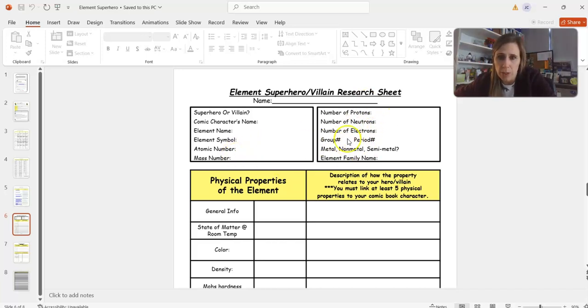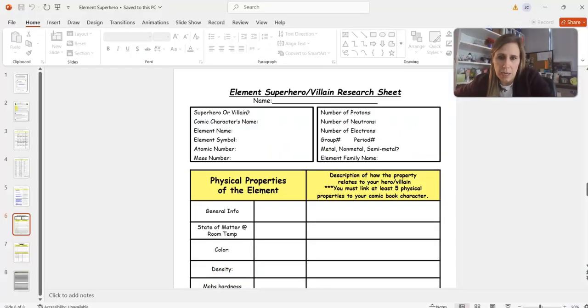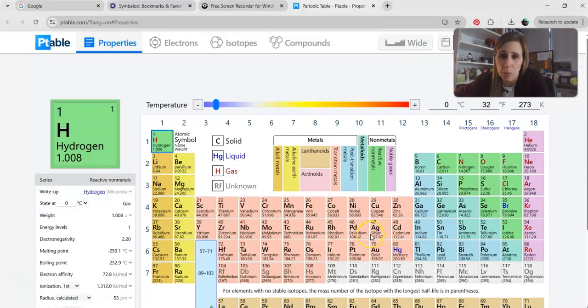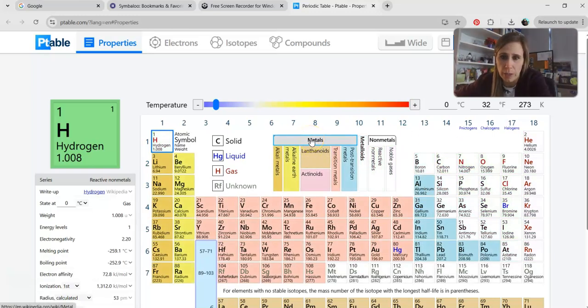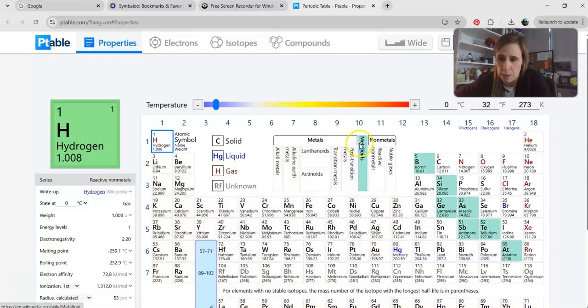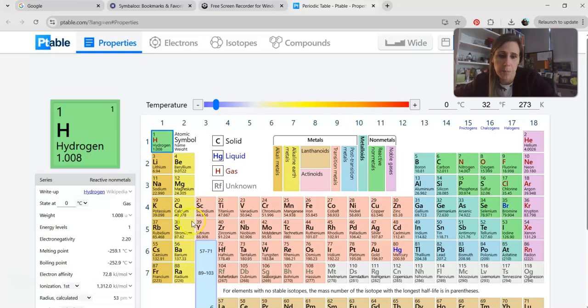Group number and period, you can look that up, but your groups are the numbers that form the columns, and your periods are the rows. You can see these numbers here. Then over here, you're going to do metal, semi-metal. We also call semi-metal a metalloid, or a non-metal. Again, if you go to that periodic table, which is also linked on my Teams page, you can highlight metals here. Those are all the ones that are colorful right now. Your semi-metals or metalloids are these aqua-colored ones, and then your non-metals are all these that got colorful when I highlighted that. So is yours a metal, non-metal, or a metalloid?